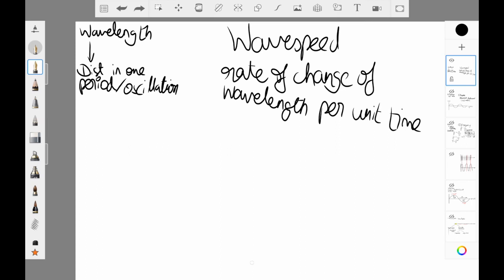Right, over here we have wavelength and wave speed, which are number 5 and 6 respectively. The wavelength is the distance that is covered by a wave in one period or one oscillation or vibration. Remember, a period is just the time taken for one vibration. So either way, a wavelength is just the distance that you cover in one vibration. Whereas the wave speed is the rate of change of wavelength per unit time.